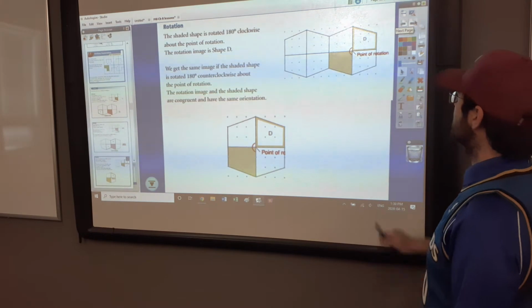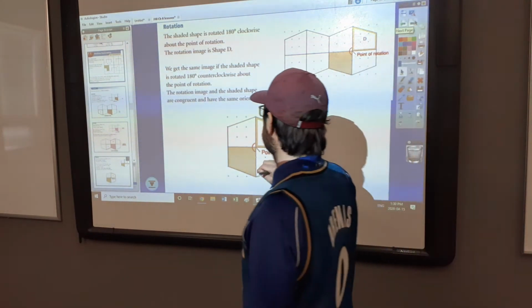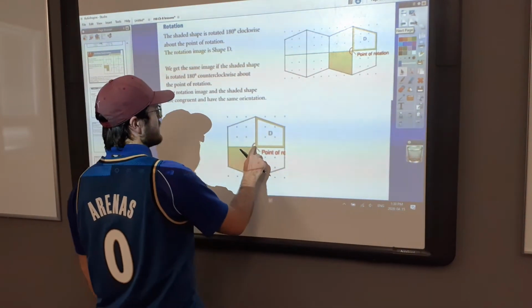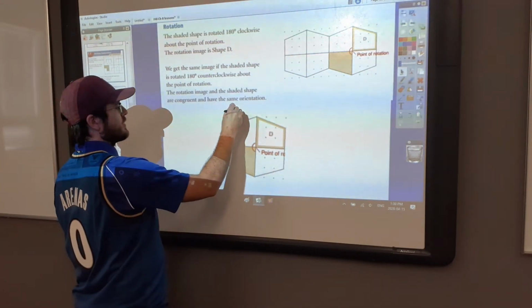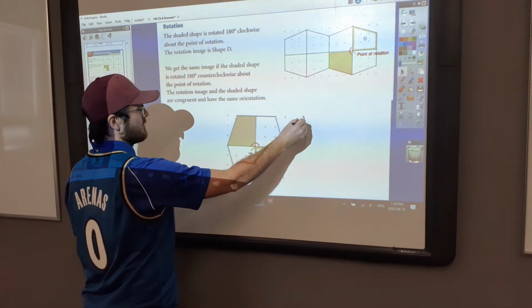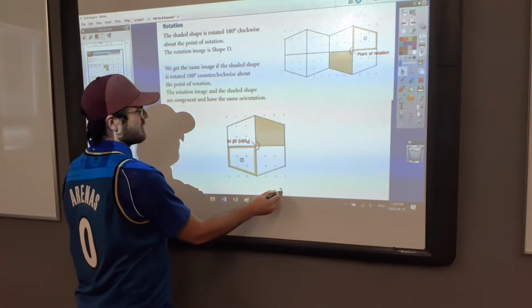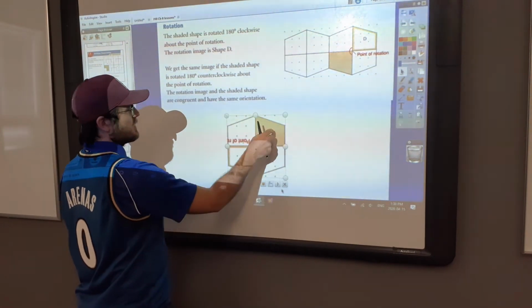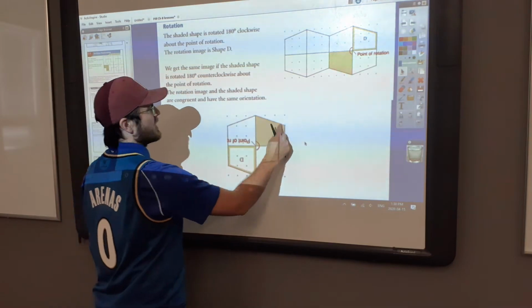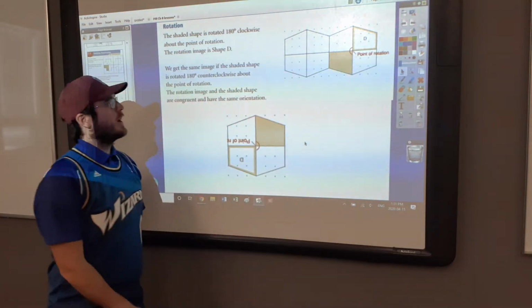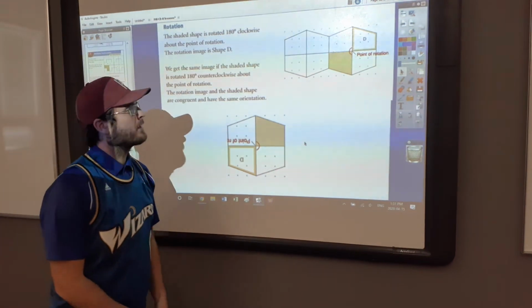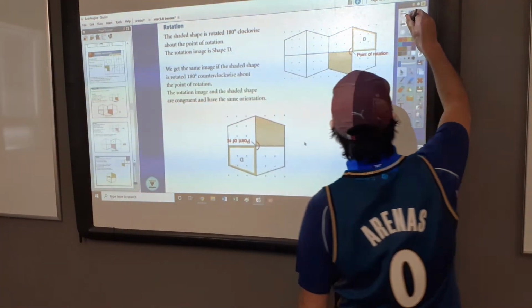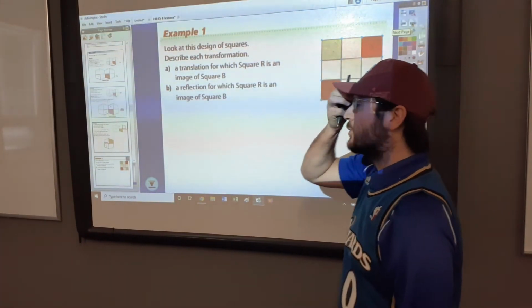The last one, the trickier one, would be rotations. Depending on the point, this one tells you where the point of rotation is. If I take that shape and I start rotating it, this is a quarter turn or 90 degrees, and then another 90 degrees or quarter turn. You can see how now if I look at this shape, it looks like where D is, so it's a 180 degree rotation around that point. Okay, so we'll just look at a couple examples here, and you have some work that you can practice.